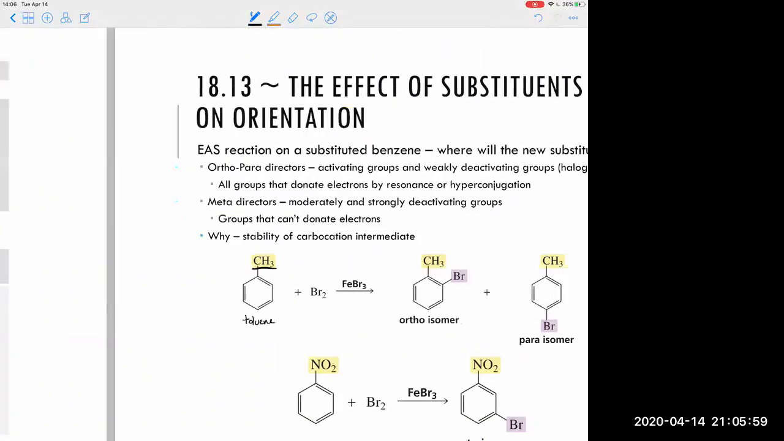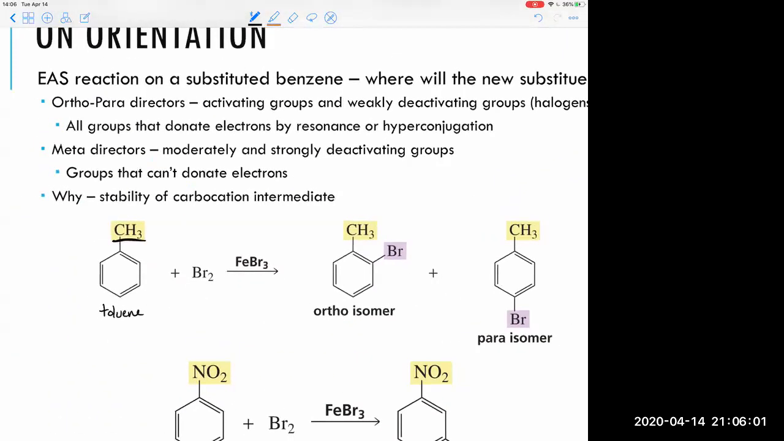So when we have that methyl group on our ring and we undergo these reactions, we get two different products out of them, the ortho and the para. We don't get any meta product. So that's what it means to be ortho-directing, para-directing, meta-directing. It's where that next substituent is going to be on the ring. Again, this guy here is weakly activating, and activating is ortho-para.